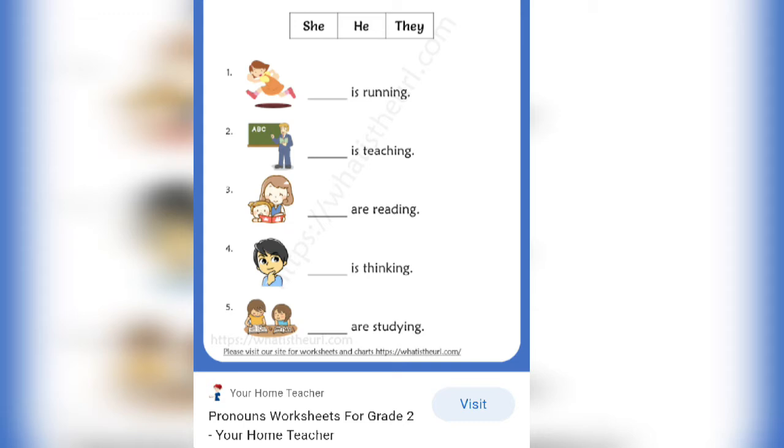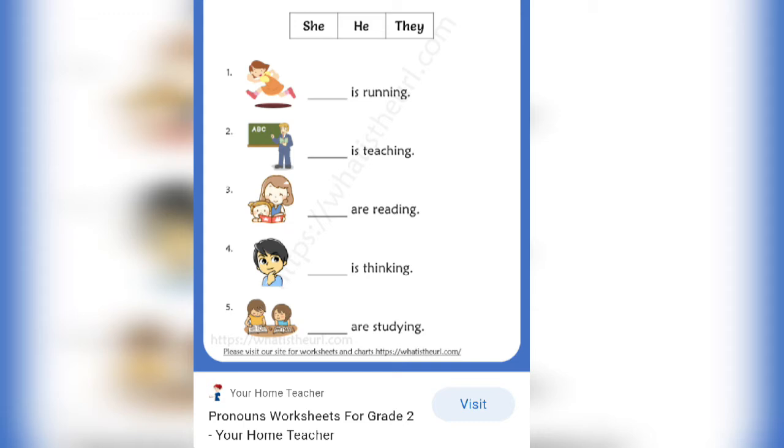As you can see in question number 3, there are two little girls reading. So, in place of two girls, we will write they are reading. We can't write she is reading because they are more than one. When we are talking about more than one person, we use they. We are talking about someone else.